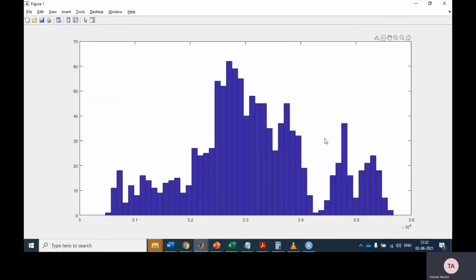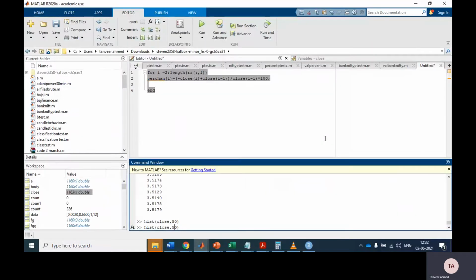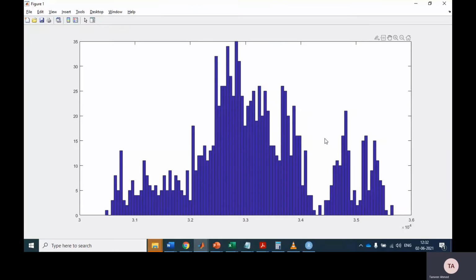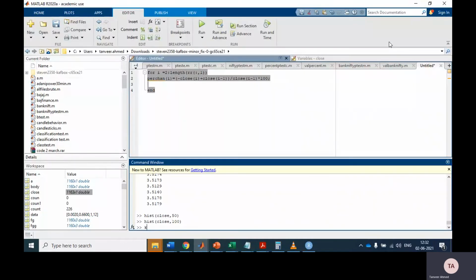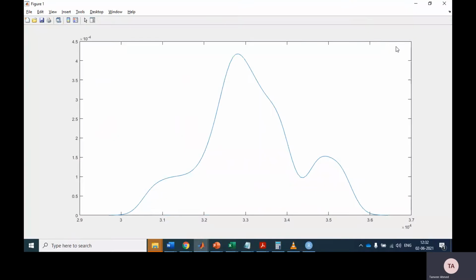Let's see what we get. Okay, so this is the distribution of the closing price. Let me also refine it. Let me make it 100, and let's see what happens. Okay, much finer picture. Majority of the time, Bank Nifty was between 3.2 and 3.4. So let us also do a kernel density of the closing price. Yeah, we were right, 3.2 and 3.4. So majority of the time, Bank Nifty was between these two prices.